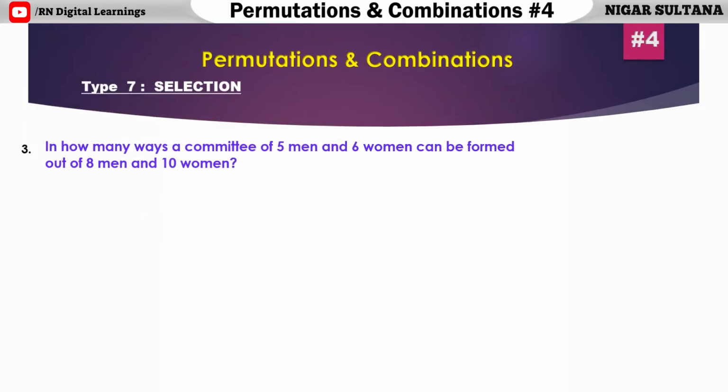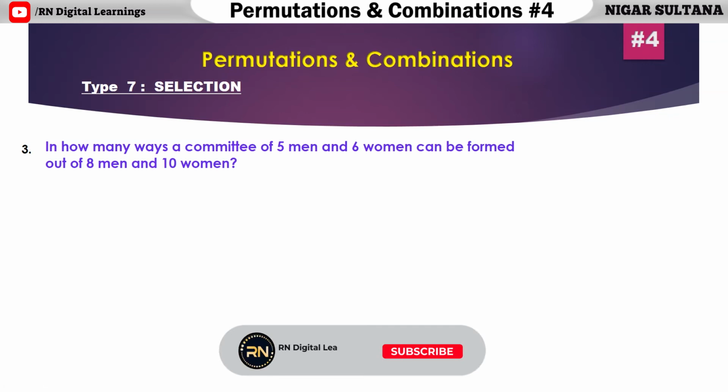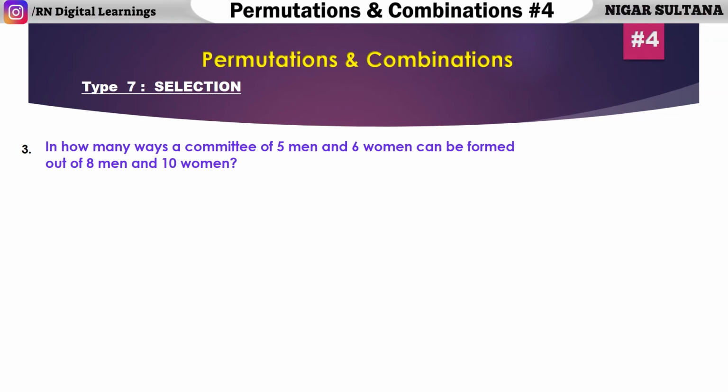Now let's move on to the next problem. In how many ways can a committee of 5 men and 6 women be formed out of 8 men and 10 women? Again, this is an easy problem. So I need to make 5 men out of 8 men and 6 women out of 10 women.